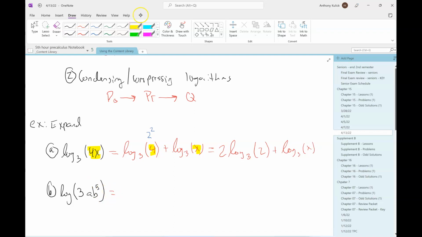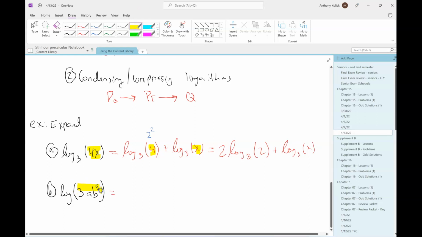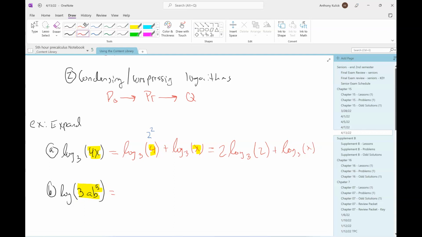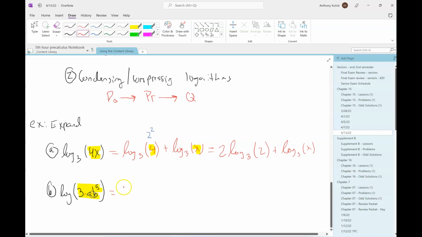So here we have the common log of 3ab to the 5th. Again, we're starting by looking inside the logarithm. First thing we look for is quotient property. Is there any division going on inside? No. Okay. Next thing we look for is product property. Is there any multiplication going on inside? Yeah. How many multiplications? 2, right? There's a multiplication between the 3 and the a, and between the a and the b. So I'm going to have log of 3 plus log of a plus log of b to the 5th. Everybody happy with that?